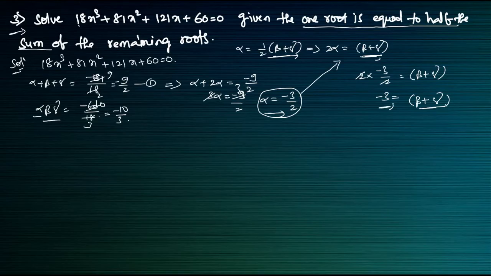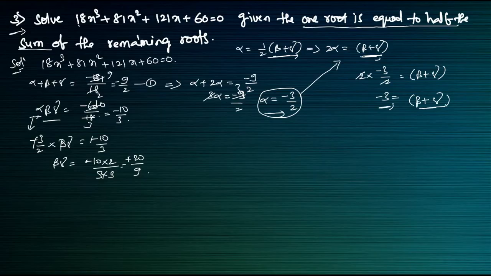So alpha is equal to minus 3 by 2, substituting into the product equation, minus 3 by 2 into beta gamma is equal to minus 10 by 3. So it goes to the right side, beta gamma is equal to minus 10 into 2 by 3 into 3, minus 20 by 9. Minus minus will cancel, so this will become plus. So plus 20 divided by 9. Beta gamma is equal to 20 by 9.